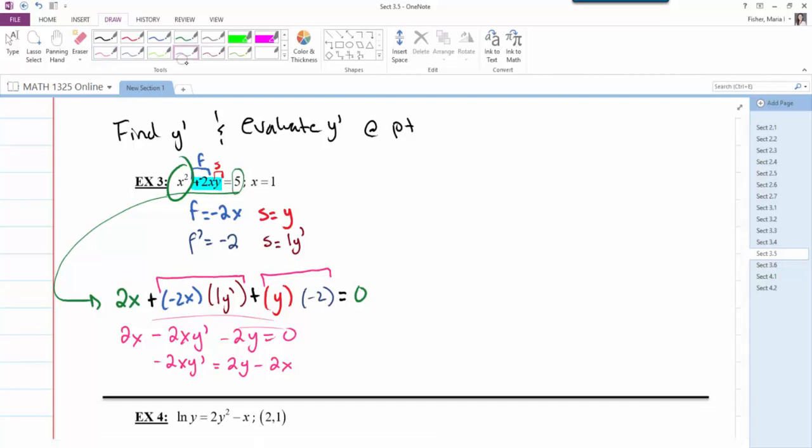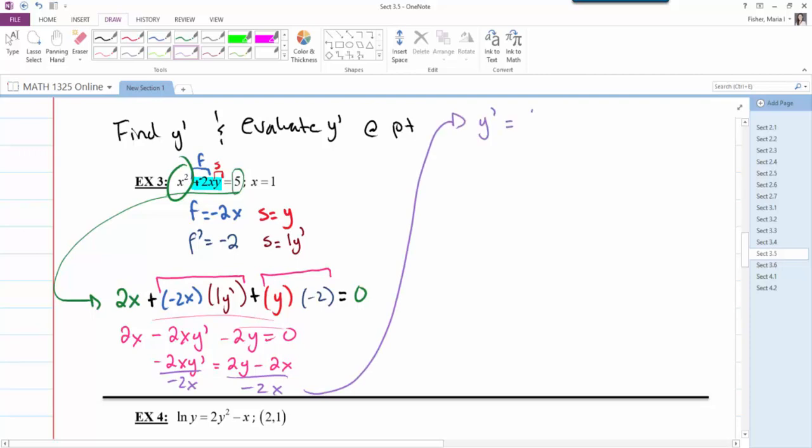Then I need to divide everything by a negative 2x to solve for y prime. So then y prime is going to equal 2y minus 2x all over negative 2x. And now notice that every single one of these numbers is divisible by 2. So I can reduce out a 2 if I want to. So y prime will be equal to y minus x over negative x. Great, so here's my derivative.